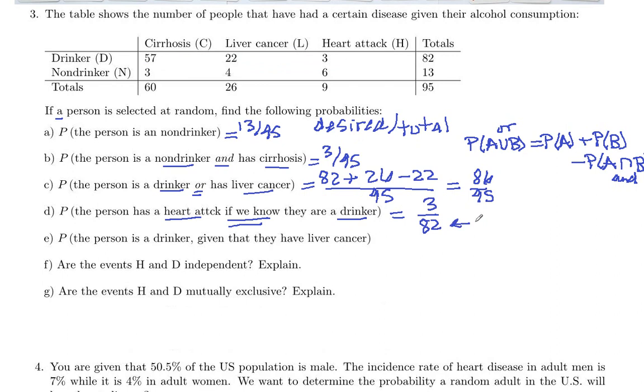This is the drinkers. And then this is the heart attack. Just from the drinkers, because it's given they're a drinker.